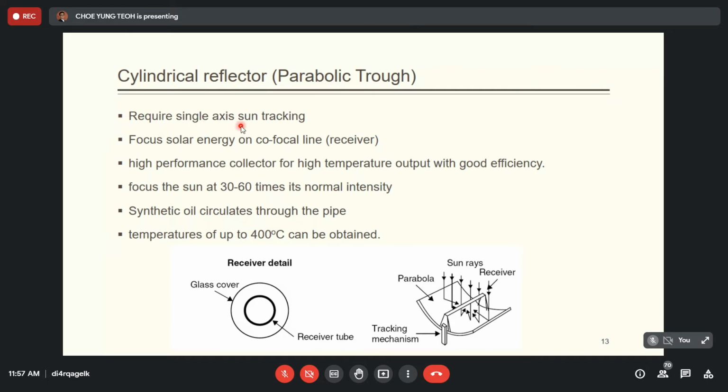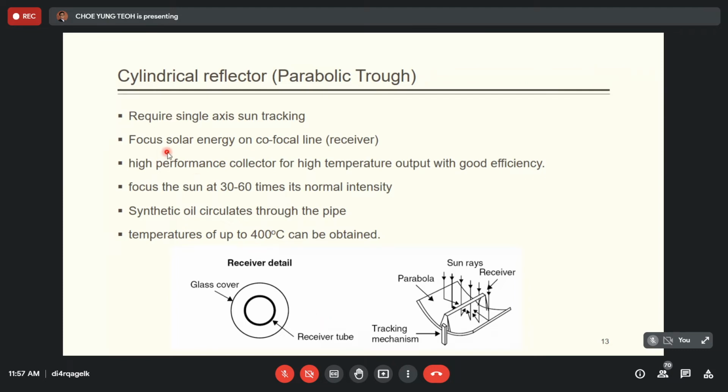This is a collector which requires single axis sun tracking. You can see that it actually moves in one direction, one axis. Normally they will track from east to west, morning to evening, because the change in the north and south angle will be quite minimal compared to east and west. So they track east and west, one direction only. Every day from east to west.